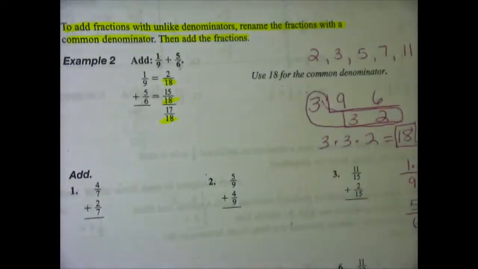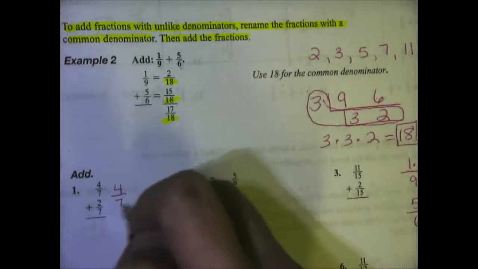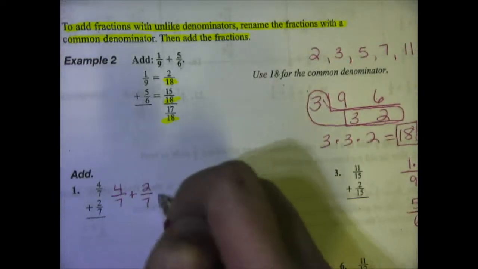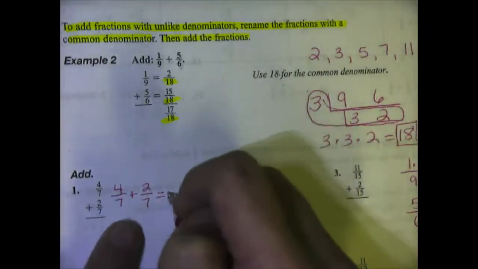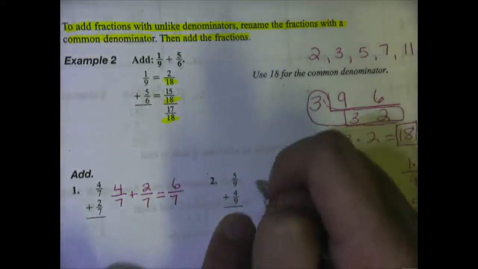Let's take a look at the examples below and go through some of them together. Again, I like to write mine horizontally, so 4/7 plus 2/7. Denominator stays the same, 4 plus 2 is 6. 5/9 plus 4/9.